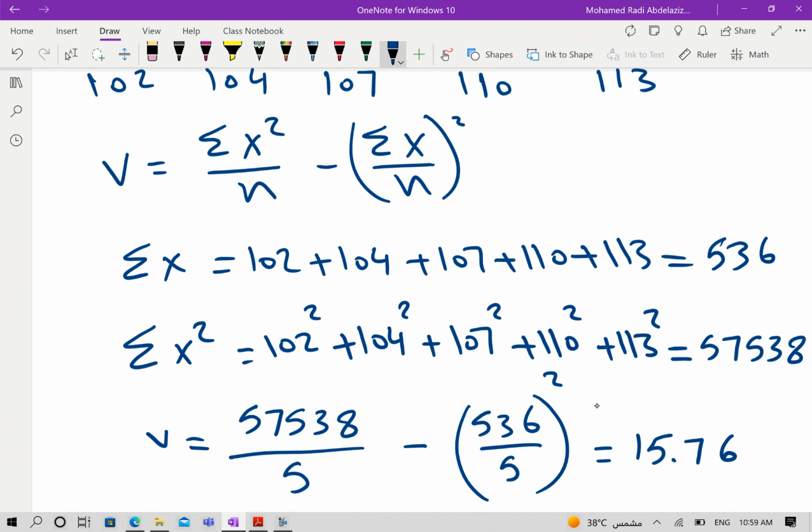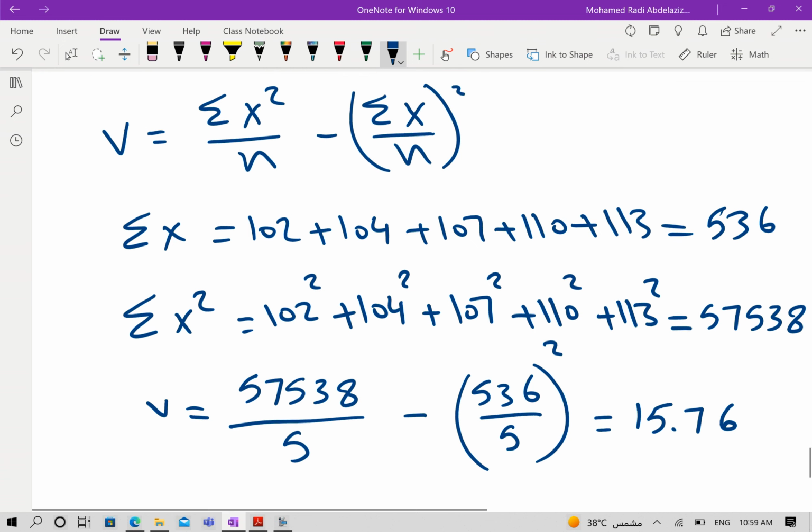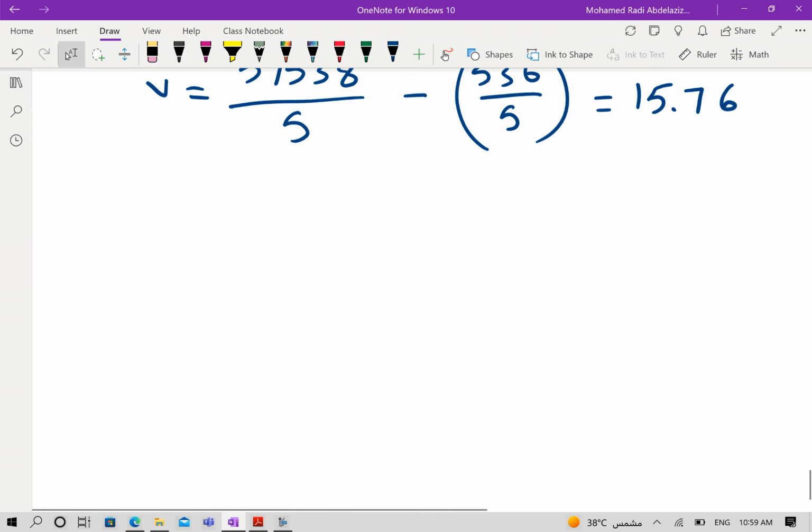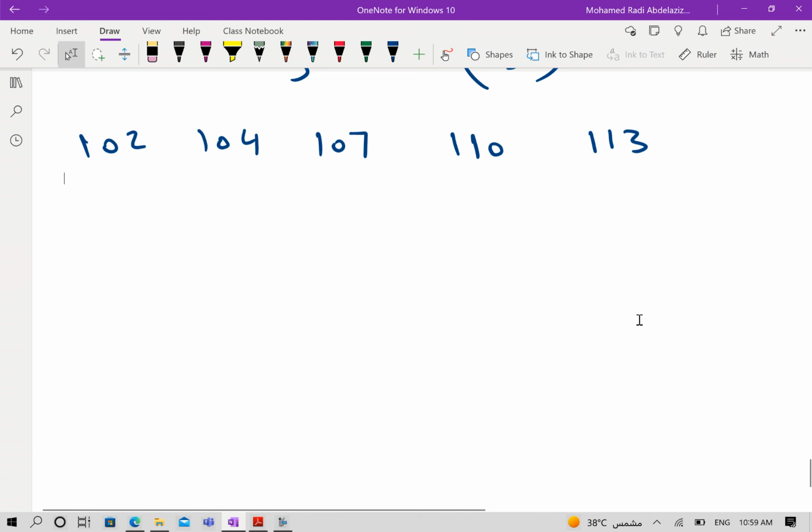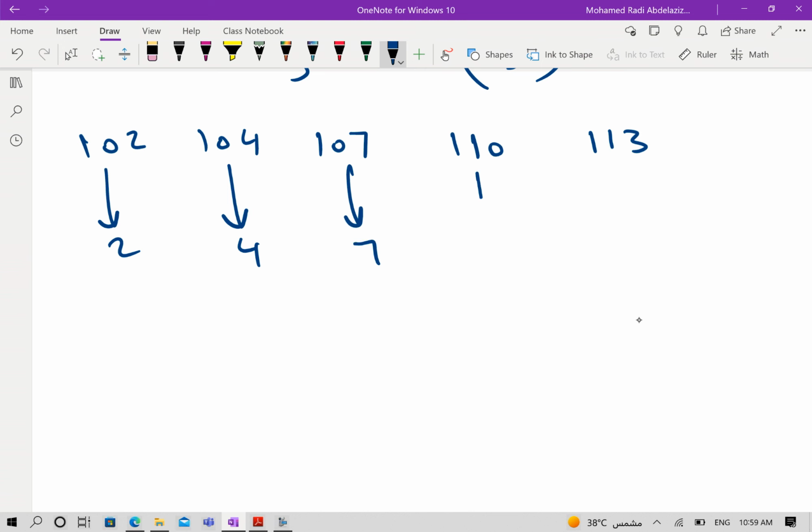I calculate the variance without coding, right? I will repeat it again after coding, after subtracting 100 from each value. The values which we have, now I will start to subtract 100: 102 minus 100 to be 2, minus 100 to be 4, minus 100, 7, minus 100, 10, minus 100, 13.